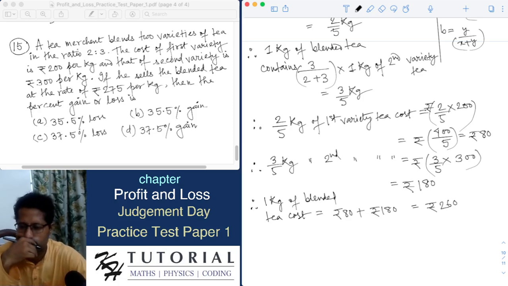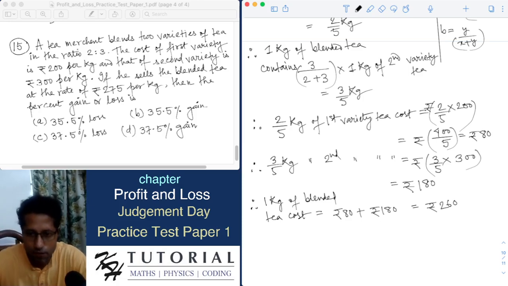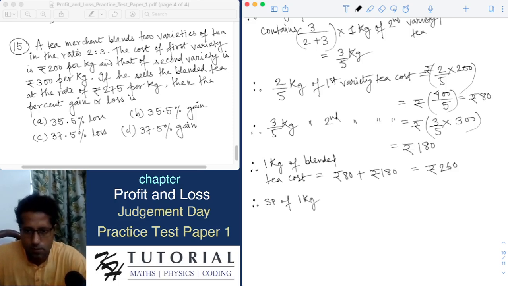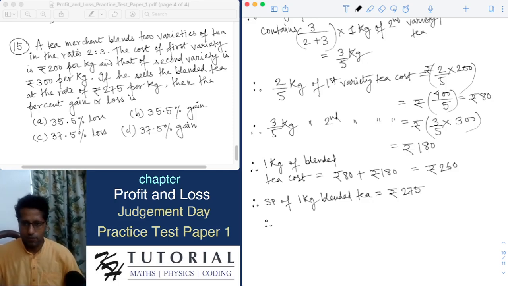Rupees 260 is the cost of 1 kg of blended tea. Now, the seller sells the blended tea at the rate of rupees 275 per kg. So the selling price of 1 kg of blended tea is 275, and the cost price of 1 kg of blended tea is rupees 260.